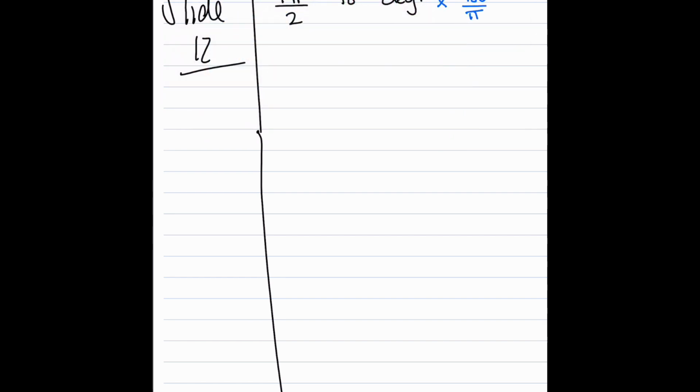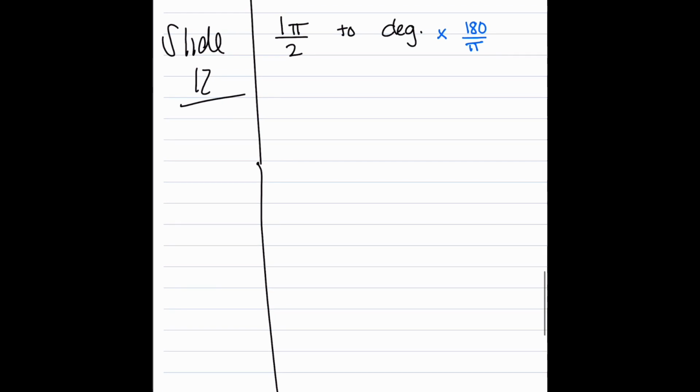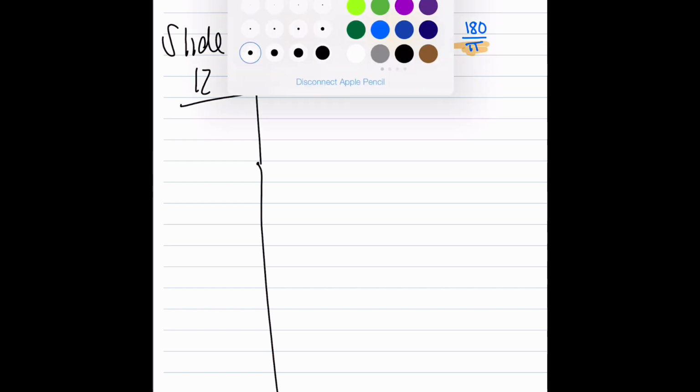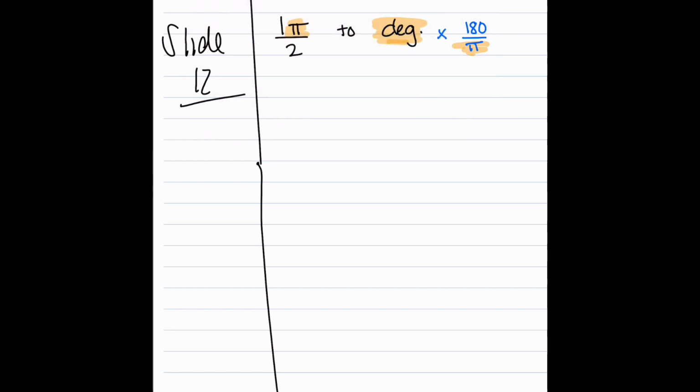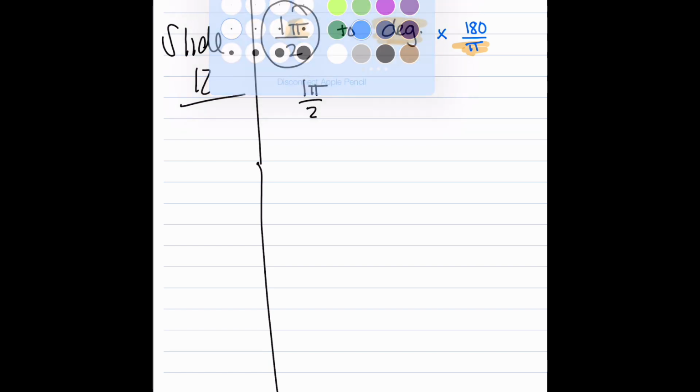And one way that helps me know which one to use when is I know when I want to end up at a degree, I need the pi's to cancel out. So that means that pi is going to be in the denominator for me, so it can cancel with the pi in the numerator here. So that's how I typically remember. Radian to degree, the pi's got to be in the denominator. Okay, so I take this radian, 1 pi over 2, and I'm going to multiply it times 180 over pi.